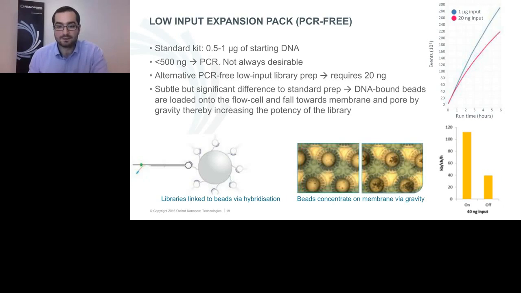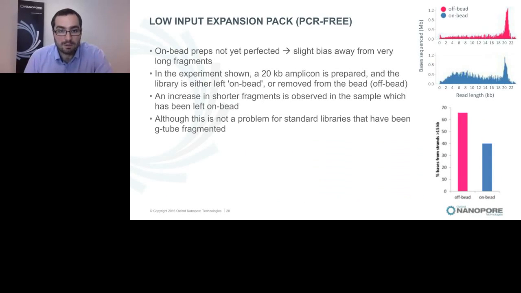In the plot lower right, you can see the difference between eluting DNA and leaving it on bead. So here we've prepped 40 nanograms of lambda DNA, and we either eluted the sample following the standard protocol, so off bead, or we followed the low input protocol and left the DNA on bead. And you can see that the on bead method generates about 3 times the throughput when you're talking about starting with low amounts.